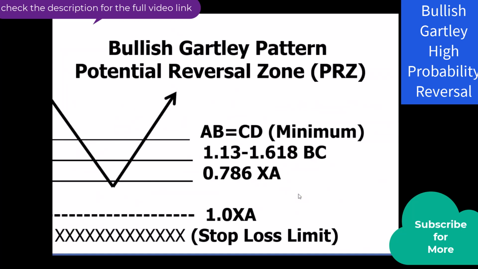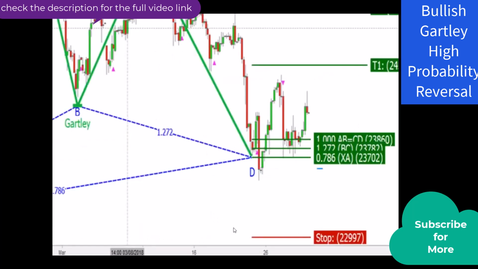The bullish PRZ, that potential reversal zone, looks like this. We have a minimum ABCD, but the key is looking for that 786 as well. Putting the stop loss under the 1.0, that's the prior low. So the PRZ would look like something like this. The stop's all the way down there. We would adjust our stops, and clearly this initial reaction is the valid harmonic initial reaction that we want to see.